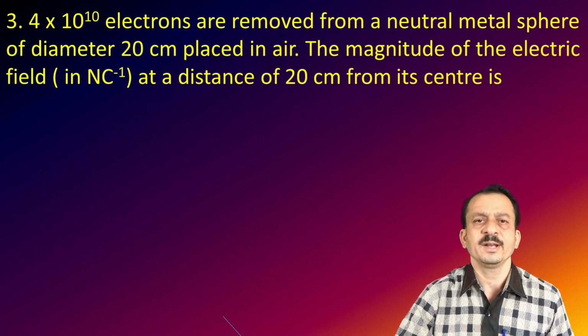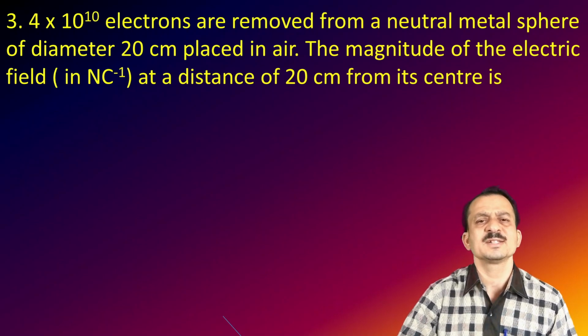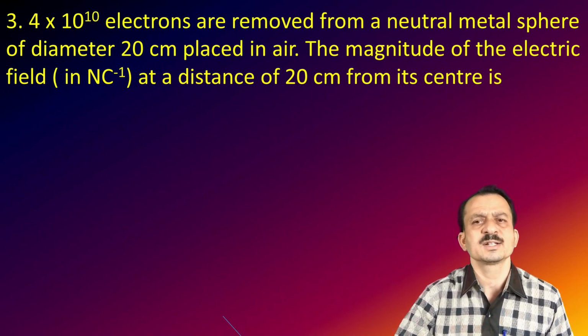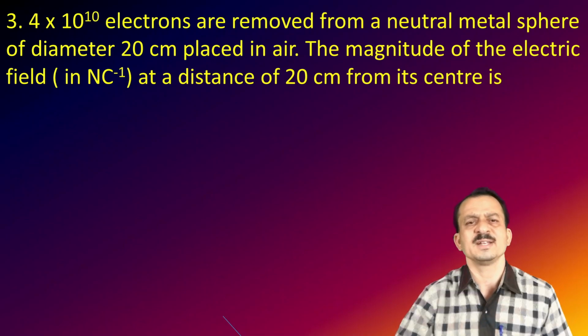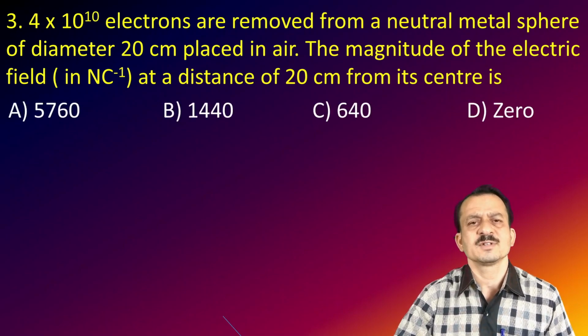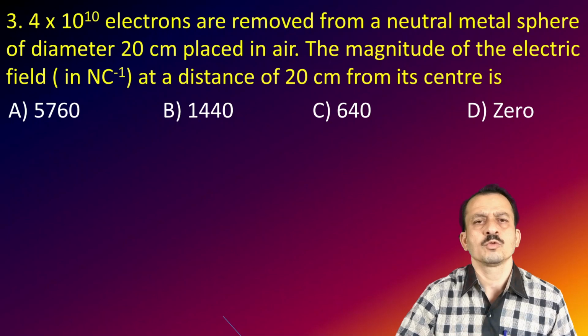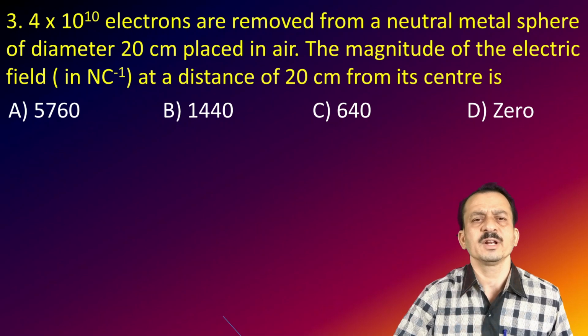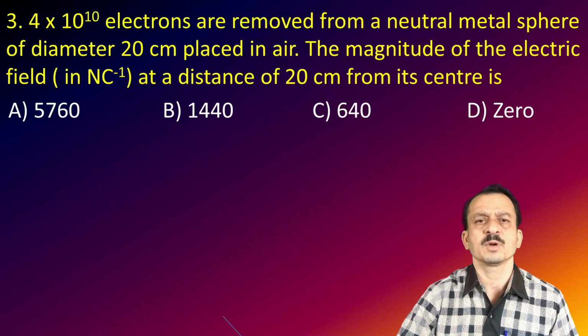4 into 10 raised to 10 electrons are removed from a neutral metal sphere of diameter 20 centimeter placed in air medium. The magnitude of the electric field in Newton per coulomb at a distance of 20 centimeter from its center is: the options are A 5760, B 1440, C 640 and D is 0. Here they have given a metal sphere which is neutral. From that metal sphere, they are removing 4 into 10 to the power of 10 electrons.